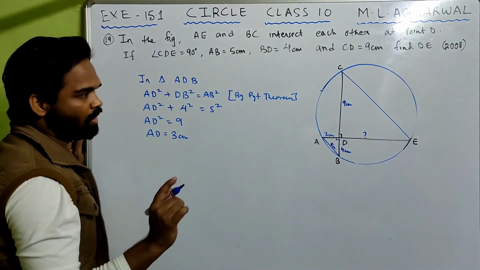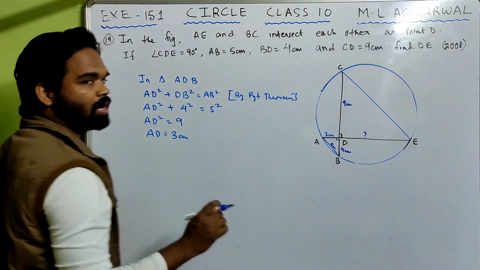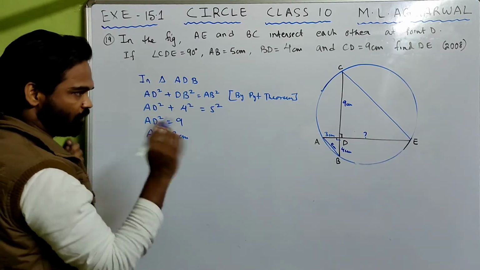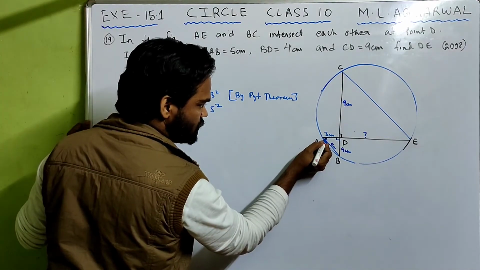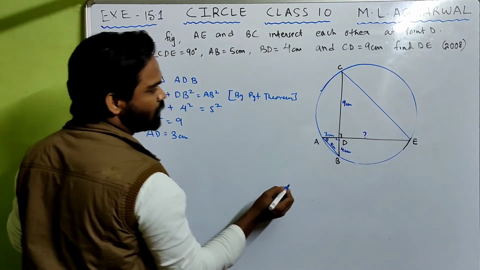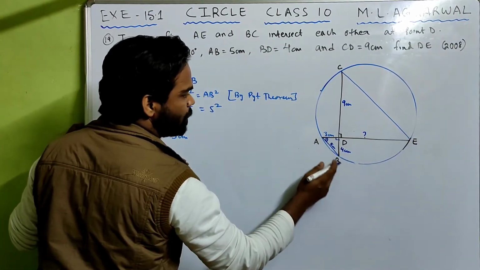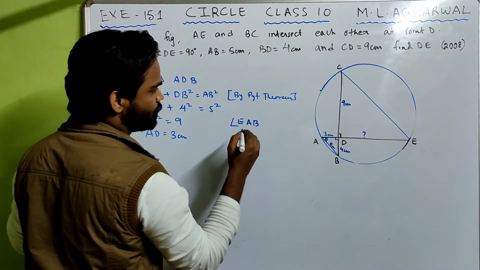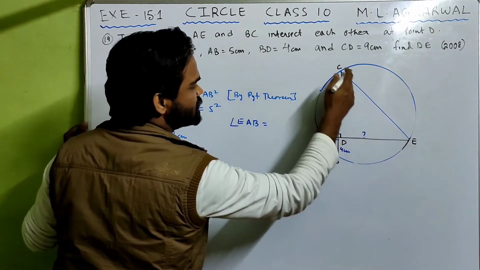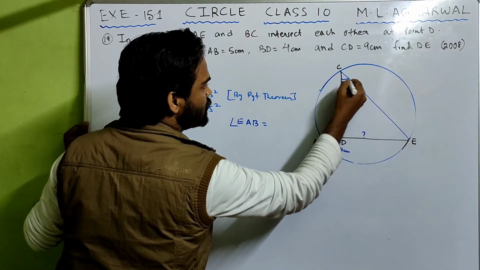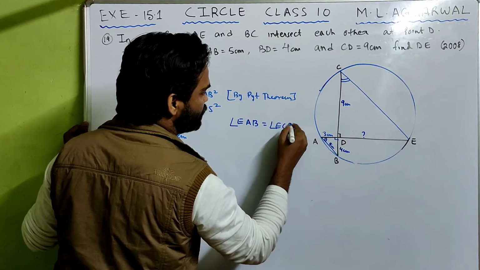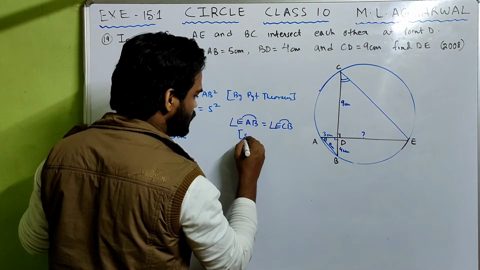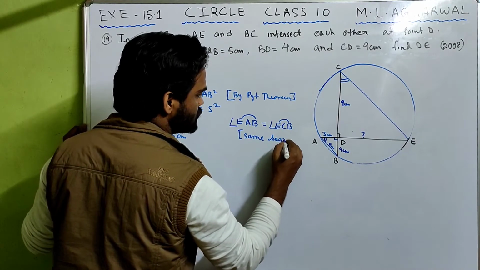Now what I'll do, I'll prove that these two triangles are similar and use the property. My work will be done. Now first of all, look carefully. This angle, I'm talking about angle EAB. Angle EAB and ECB will be same. Why? Same segment, isn't it? Same segment.